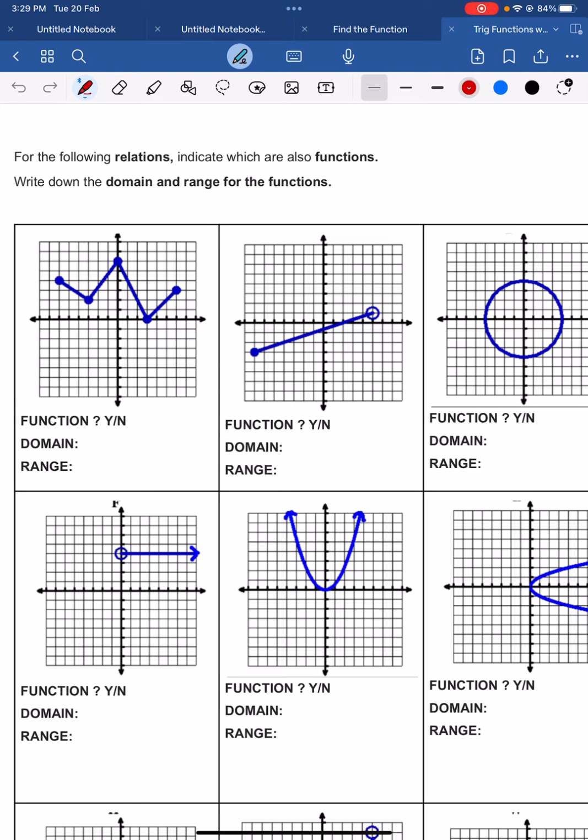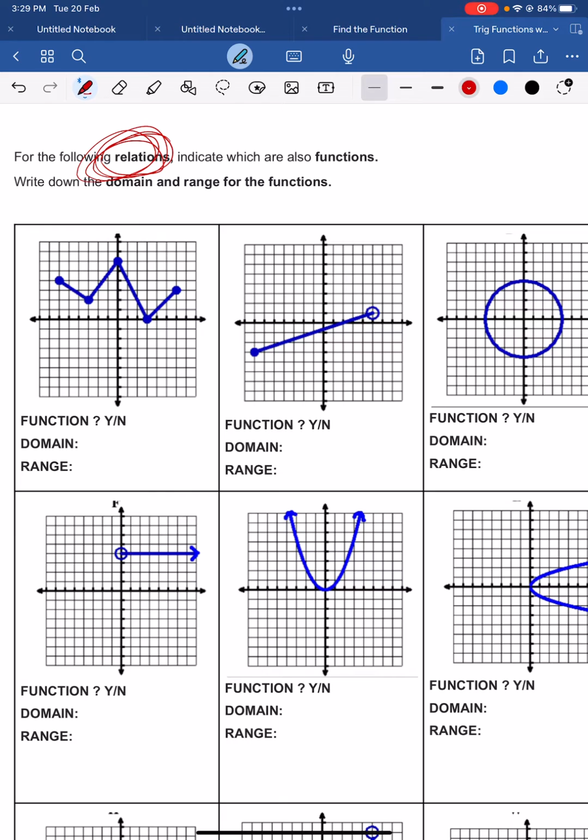All right, so here's some pictures on coordinate axes. We call them graphs. They are all relations. Right, so we say they're all relations. They display a set of inputs with outputs. They're all joined up, so they're continuous. So they're definitely all relations.